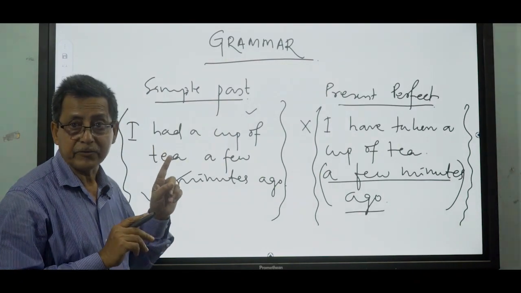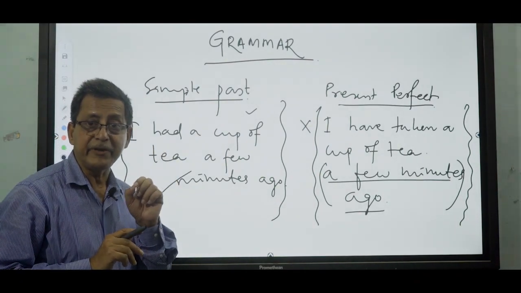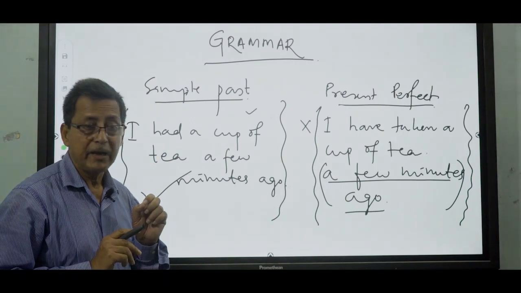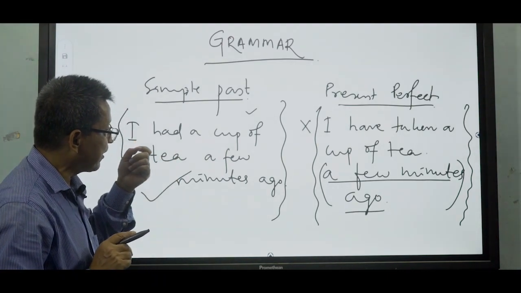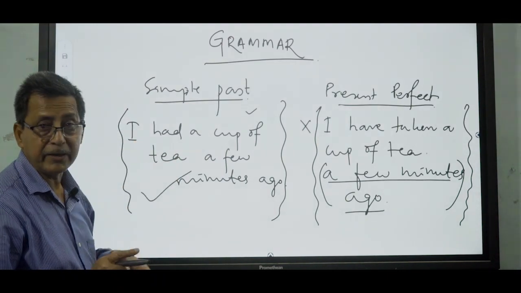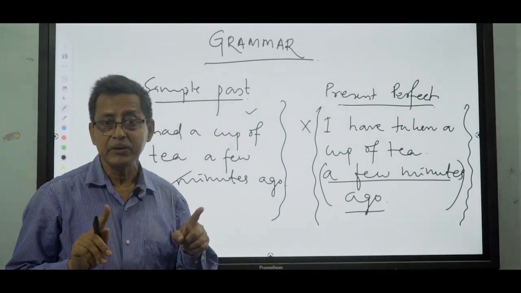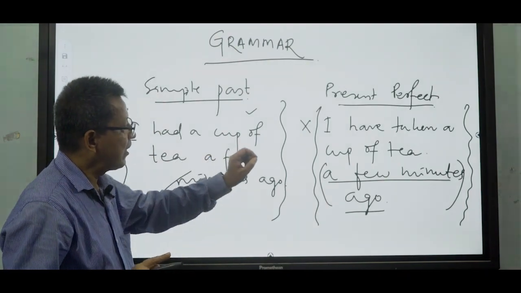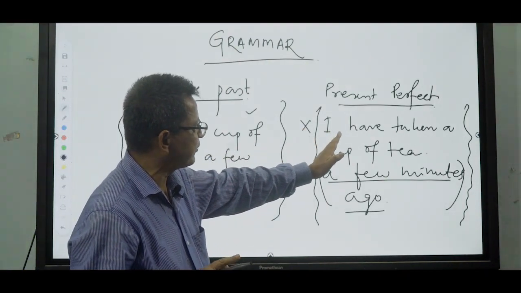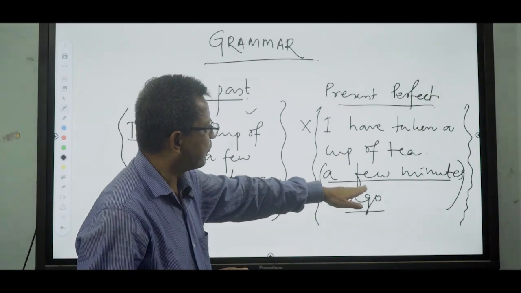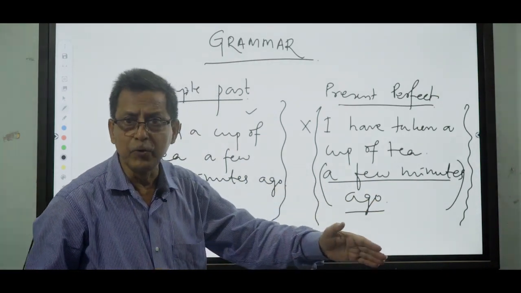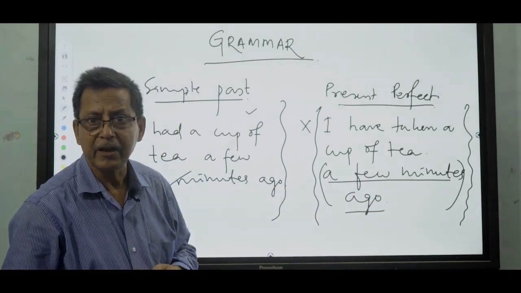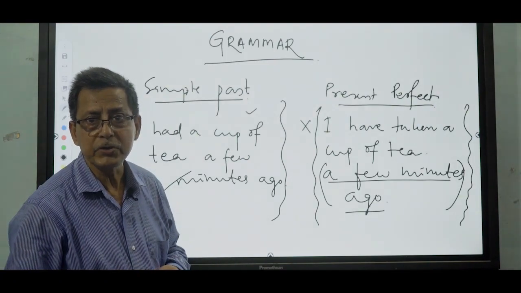This is the difference between present perfect and simple past. And remember, English is a very logical language, and the simple logic behind this is that in present tense you cannot add a past time, and therefore be careful of such sentences. Often we make these mistakes. I have taken a cup of tea a few minutes ago. I have seen this movie last Saturday, like this. These sentences you should avoid.